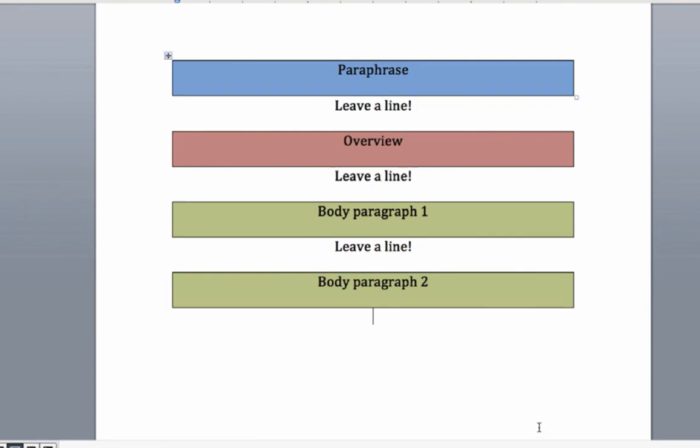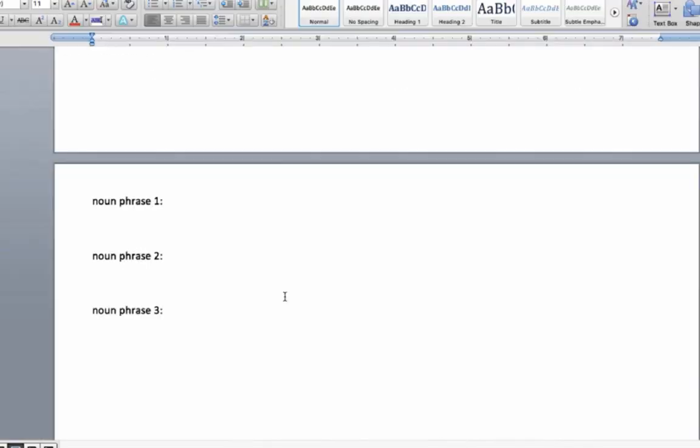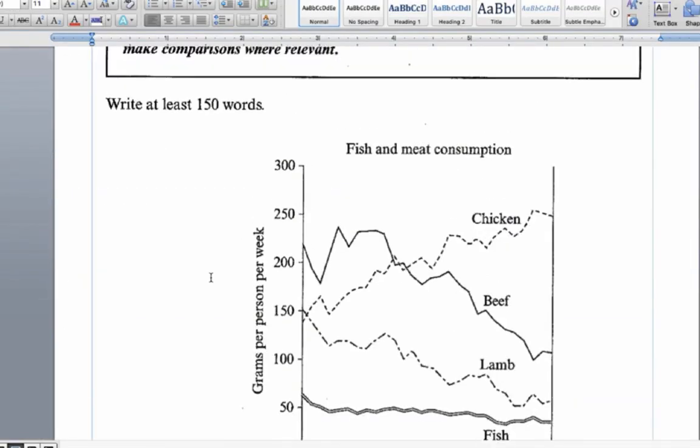All right, so that's your overall structure. We have beef, lamb, chicken, fish, 4 lines. So I'll probably do 2 lines here, 2 lines here. Okay, but the first thing we're going to do is, what are our noun phrases? So you're going to choose noun phrase 1, noun phrase 2, noun phrase 3. See if you can do it.